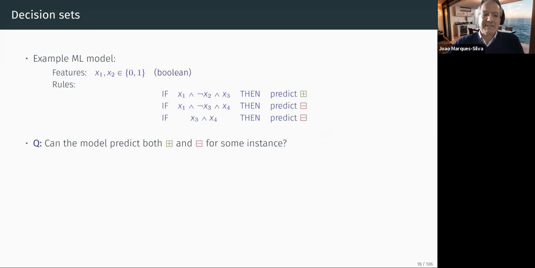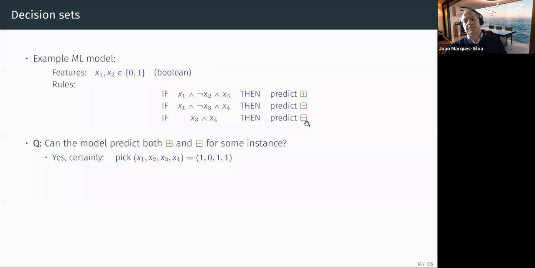I'm giving you a few more seconds to think about it. We can see that yes, for example, I can satisfy the first and the third. With 1, 0, 1, 1, everything is going to be true. So I'm going to predict plus and minus at the same time.